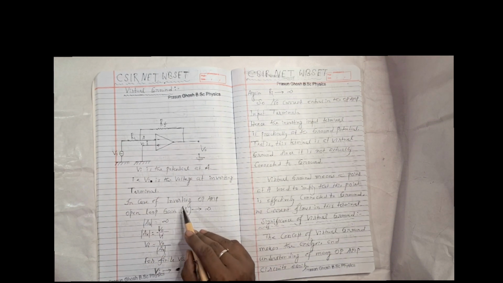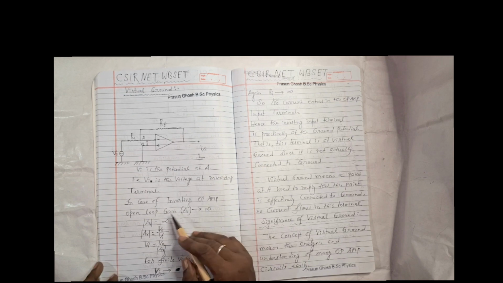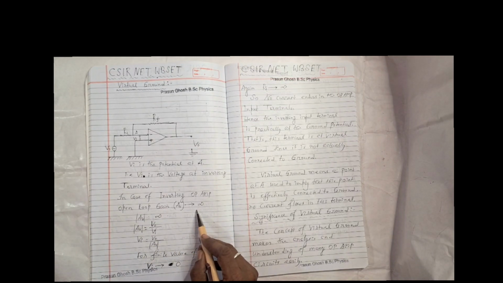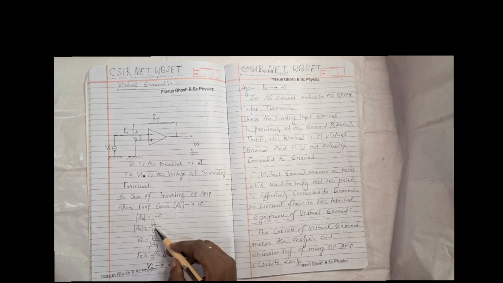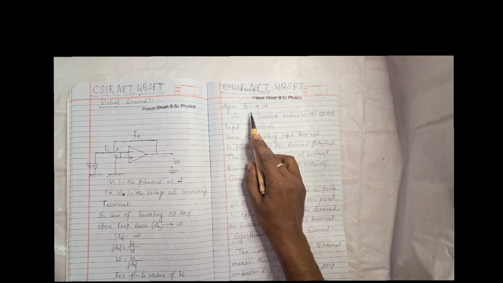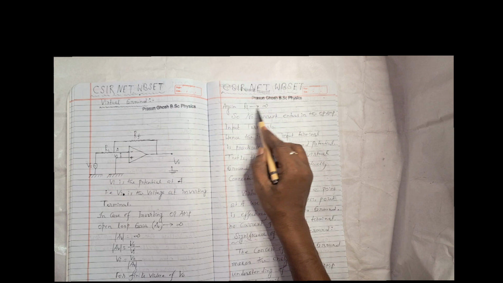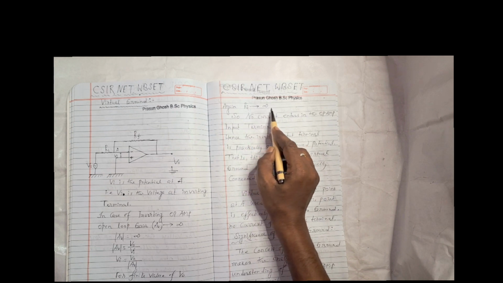In the case of an inverting op-amp, the open loop gain is infinite, we know from the definition. So we can write Av equal to V0 by Vi, here Av is infinite, so Vi equal to 0. Further, we know from the properties of the op-amp that the input resistance is infinite. From this concept, Ri tends to infinity.